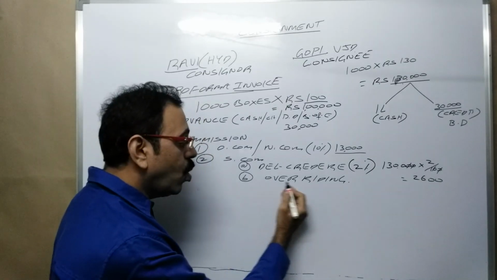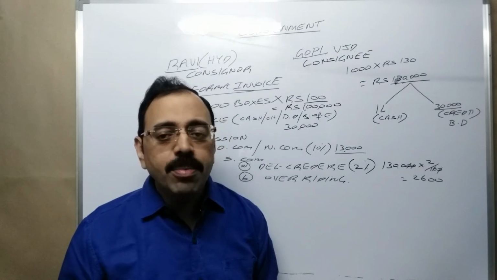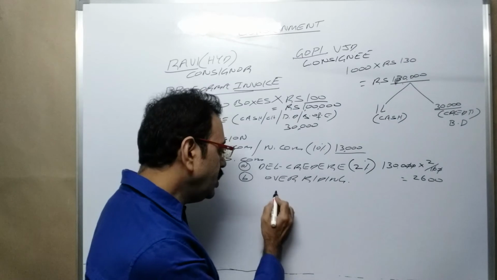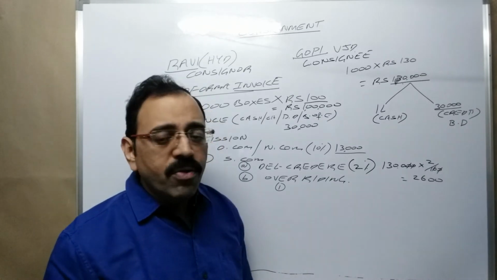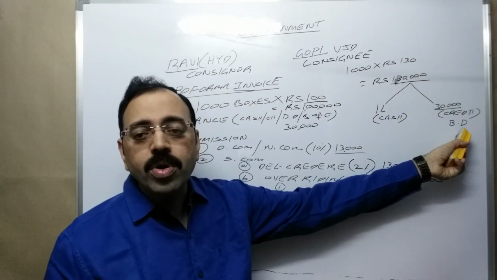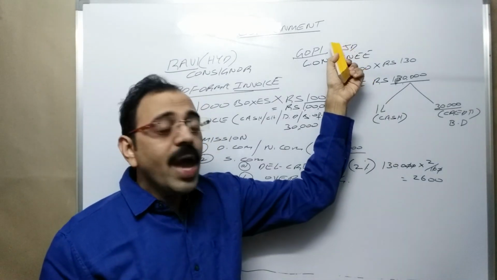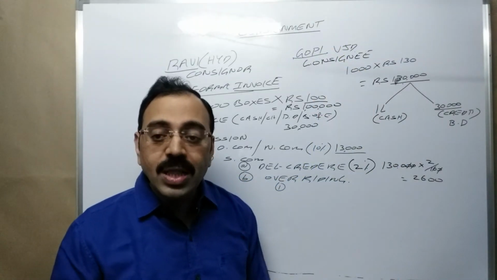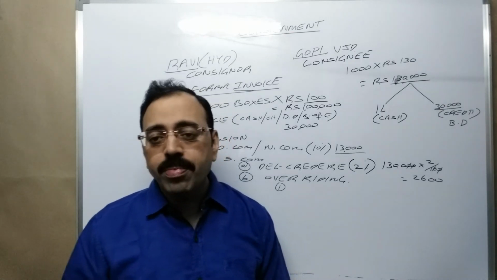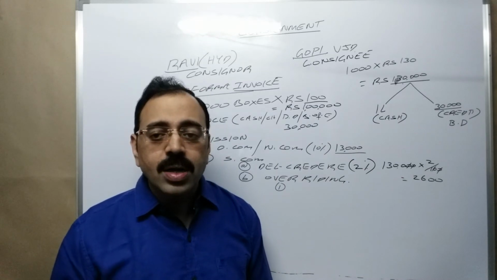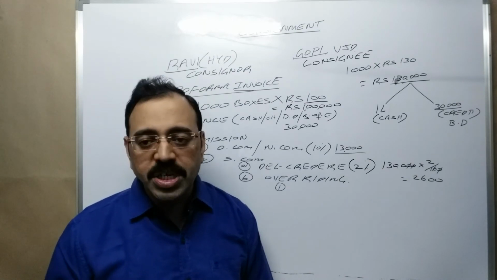Then next commission is overriding commission. In three circumstances, overriding commission will be paid by consignor. First one is, assume that Vijayawada people, they don't know about this product. This is totally new to them. In that case, Gopi has to put in extra effort to sell these goods in Vijayawada. He has to explain about that product. He has to convince those people. For that extra effort, consignor may pay extra commission to consignee, which is known as overriding commission.